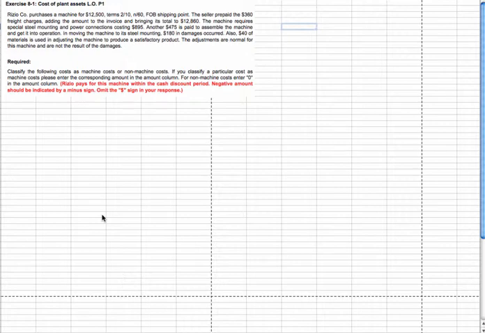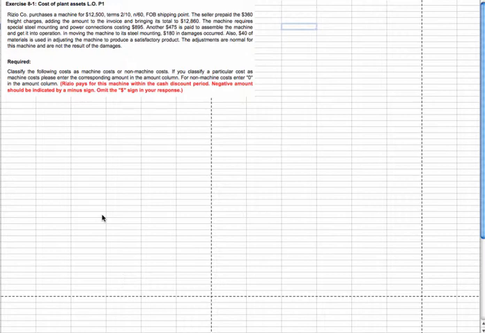So let's take a look at this problem where it basically says Rizzo Company purchases a machine for $12,500 with the terms 2/10, net 60, FOB shipping point. Now what that is telling us is that when they purchase this asset for $12,500, if they were to pay this invoice within 10 days of the invoice date, the vendor is willing to give them a 2% discount. If they pay this invoice after the 10th day, the entire $12,500 is due in total by 60 days.